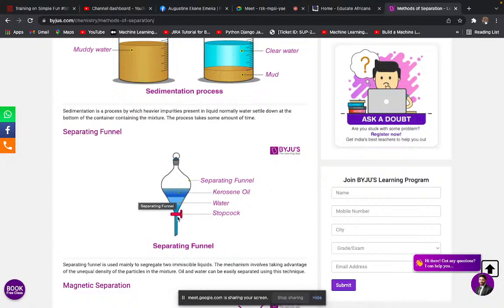Once the water is done going out, you just lock it up and use another container to take your kerosene. So if JAMB asks you, which of the following is the separation technique that can be used to separate two immiscible liquids like kerosene and water? You should know that it is the separating funnel.